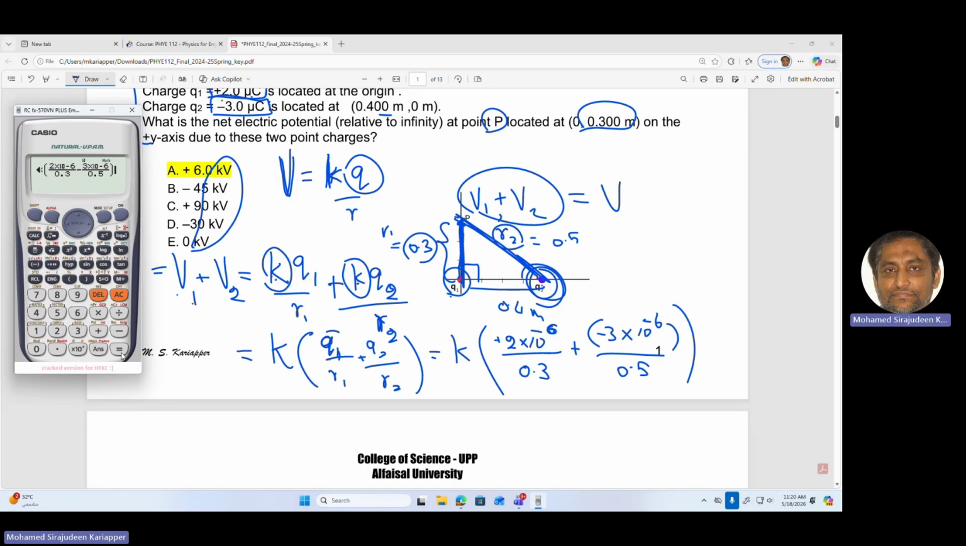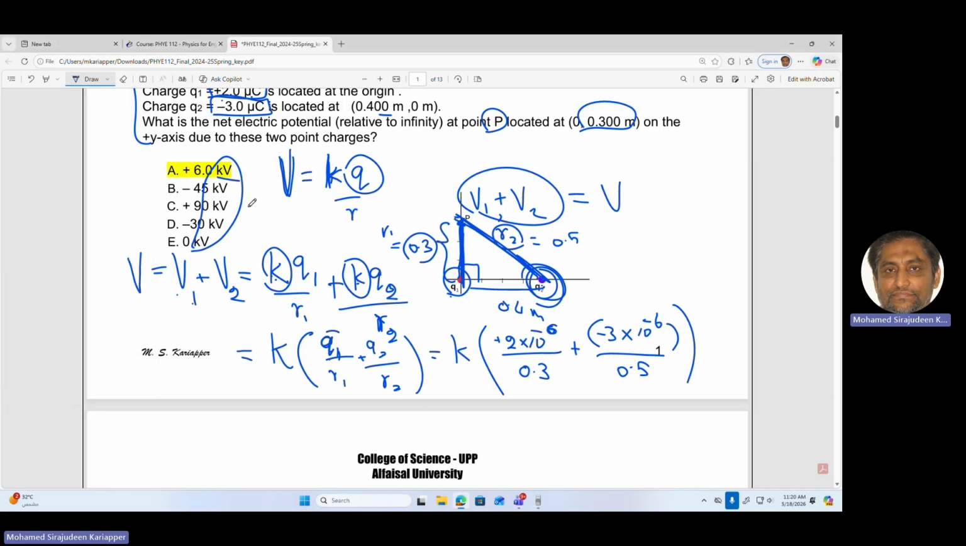This is not an equation solving, it's a direct calculation, equal sign. You have to press the SD button. So that's the answer, 5,993. To two significant figures, it will be 6,000, which converted to kilovolt will be 6.0.